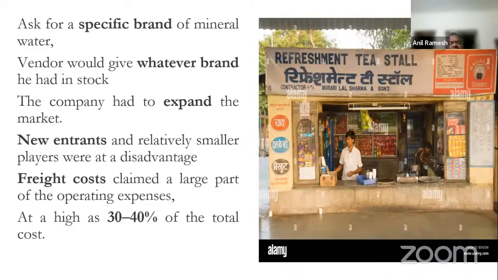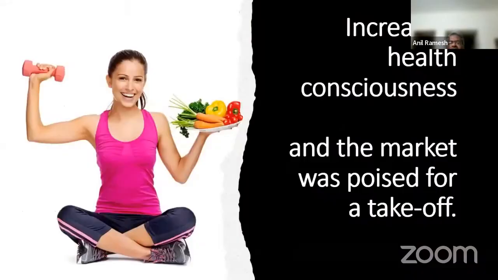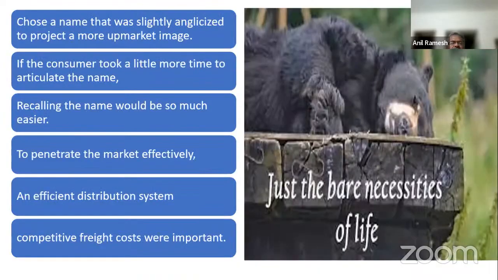Freight costs were very high. So you have to have a lot of local manufacturing plants, and once you want to have local manufacturing plants, the cost would go up. So what this company wanted was to increase health consciousness. And this is where they said that the market was poised for a takeoff.